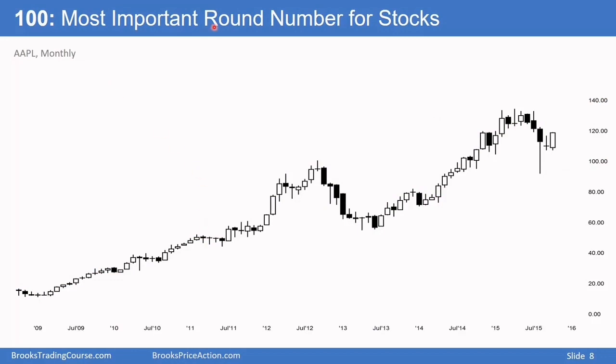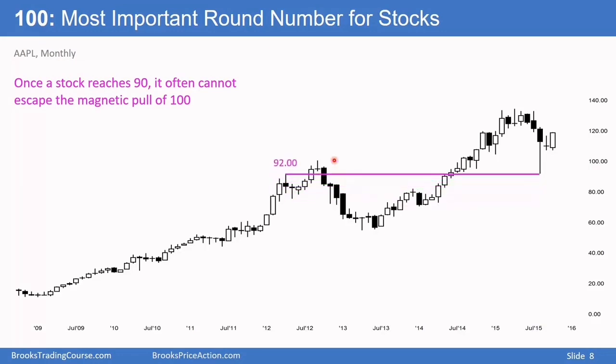Apple, monthly chart. In the stock market, if a stock gets near 100, it becomes an extremely important big round number. Once a stock rallies to around 90, it's usually going to get to 100. Traders know that, and the bulls buy, and bears don't want to sell because they believe it's going to get to 100 as well. So they wait to sell at 100, and you often get up to 100 quickly. Here the market's at 92, and on the pullback, traders buy, assuming it's going to get to 100. And it got slightly above 100 and then sold off.